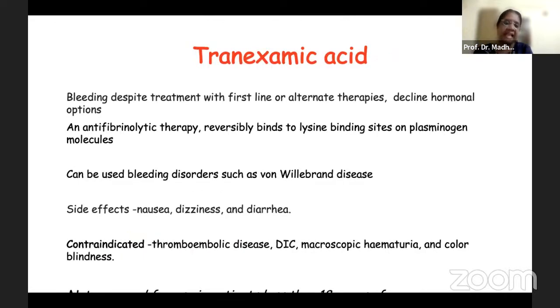Now, tranexamic acid comes lower down the list, but sometimes if patients are not responding, or they do not want hormonal options, then these patients can use tranexamic acid. It's an anti-fibrinolytic therapy, reversibly binding to lysine binding sites on plasminogen molecules. It can be used in bleeding disorders such as von Willebrand disease. Side effects include nausea, dizziness, and diarrhea, but it is contraindicated in thromboembolic disease, DIC, macroscopic hematuria, and color blindness. It should not be used in girls who are less than 18 years of age, because there are not enough studies about it.